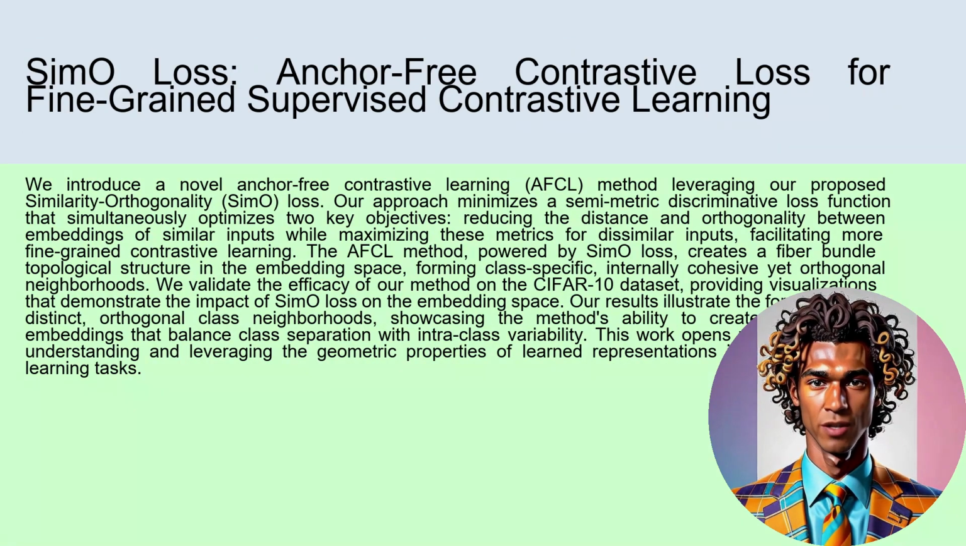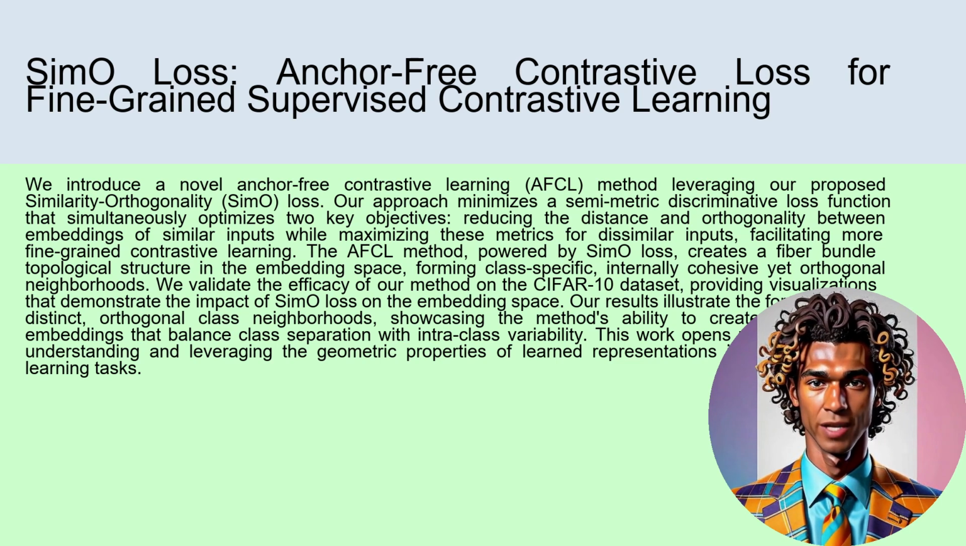In the research titled SimO Loss, Anchor-Free Contrastive Loss for Fine-Grained Supervised Contrastive Learning, the authors introduce a new way to train machine learning models using contrastive learning. Think of it like teaching a child to identify different types of animals. This research uses a technique called SimO loss that helps the model understand that similar things should be grouped together while dissimilar things should be kept apart.